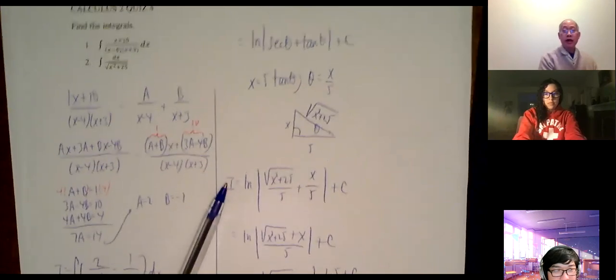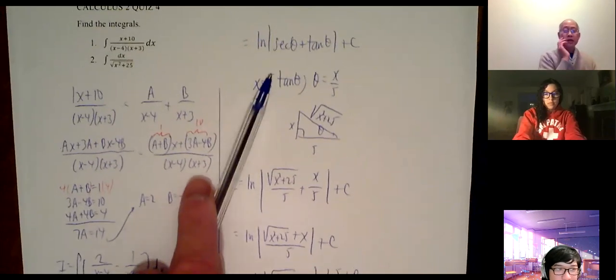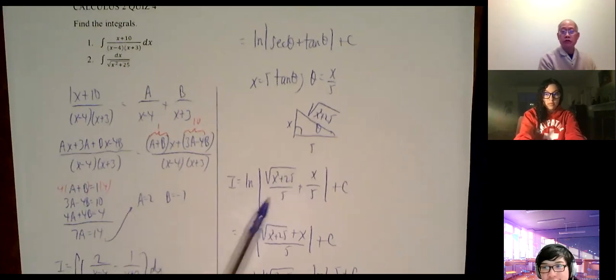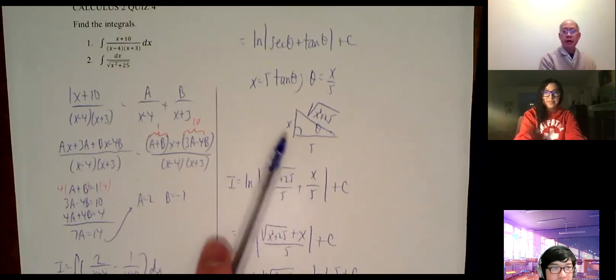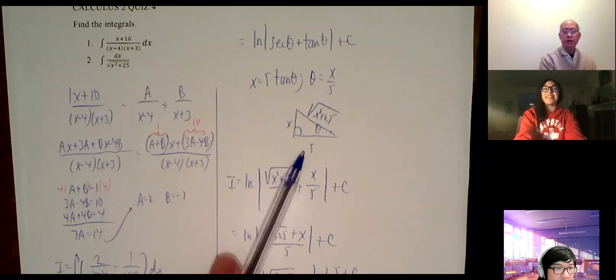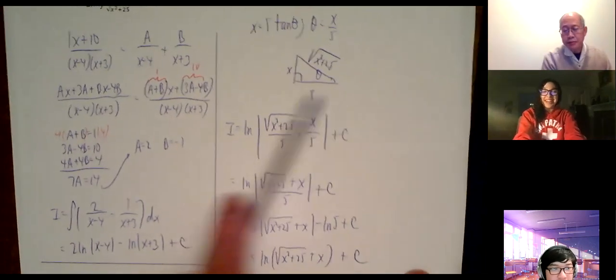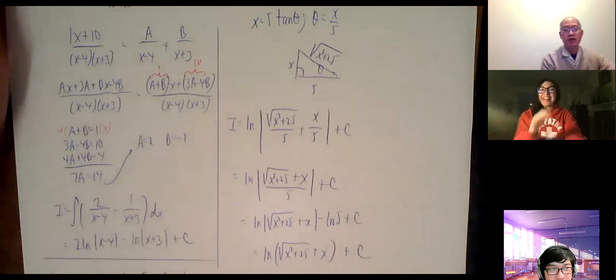All right, so we have ln absolute value of secant. Secant is the reciprocal of the cosine. Cosine is adjacent over hypotenuse, so secant is hypotenuse over adjacent, plus tangent is x over 5, opposite over adjacent. Okay, now I will accept this. If you leave something like this on a test, that's fine.